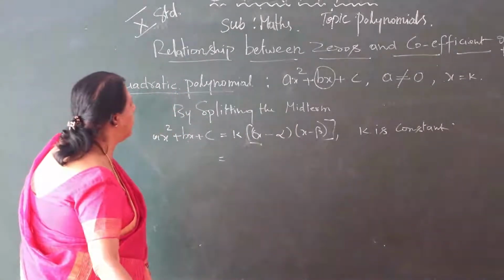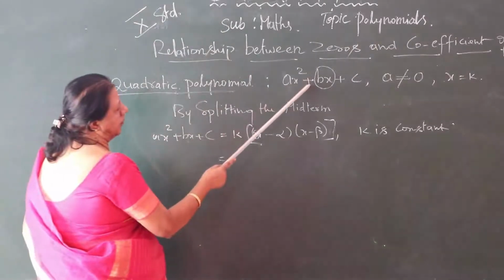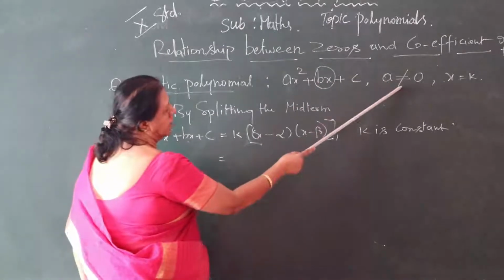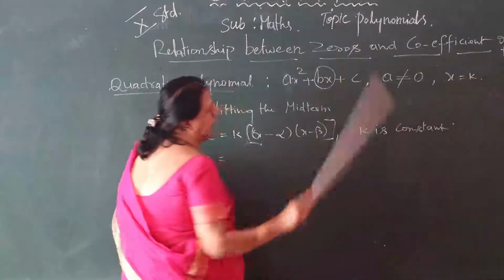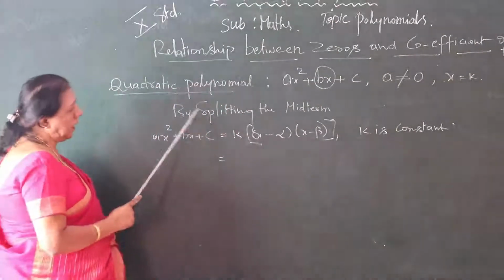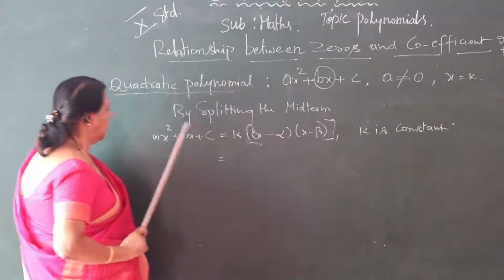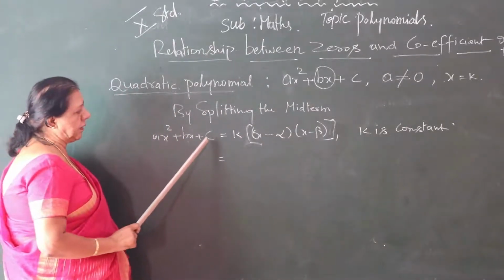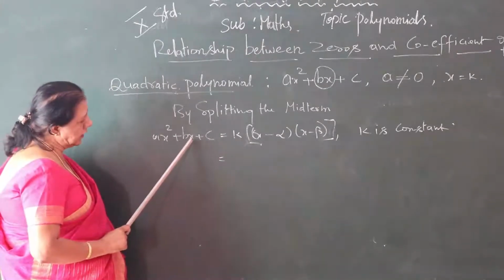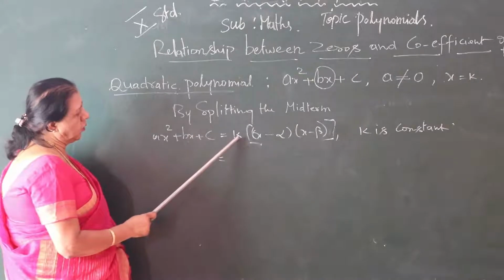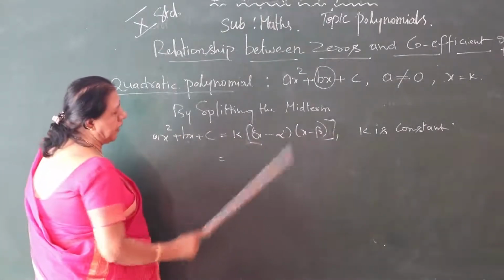So now shall we go through quadratic polynomial? ax square plus bx plus c, a is not equal to 0, but x substituted as k. Is it clear? By splitting the middle term, ax square plus bx plus c is equal to k(x minus alpha)(x minus beta). Only in the middle term I have taken k.